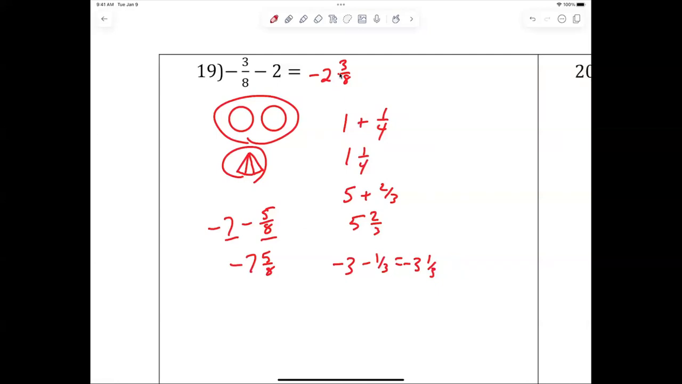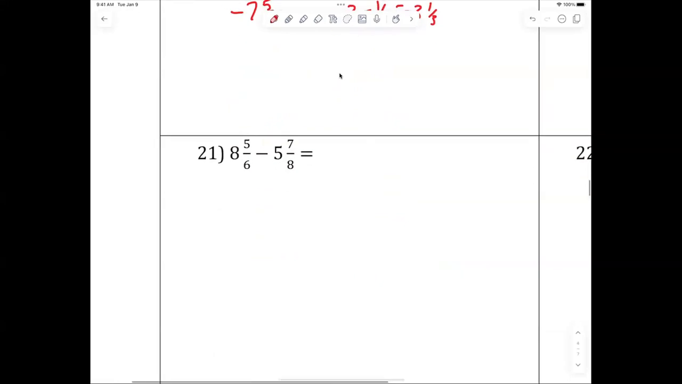You don't need a common denominator. They're both negative. You just add them right together. You with me on this now, right? Okay. Now, let's go. 21.